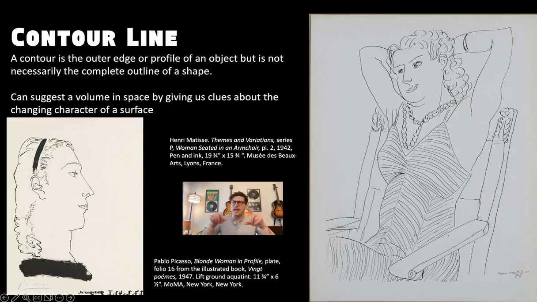Contour lines are the outer edge profile, quick sketches, renderings. It's the profile, maybe the outer edge of an object, but it's not necessarily a complete outline. It's not a complete form. They suggest volume. They suggest space. They give us some clues as to what we're looking at, but our brain is expected to fill in the gaps a lot. They're giving us some clues or insights into maybe the textures, right? The depth, the space, and all of these things that we're looking at.